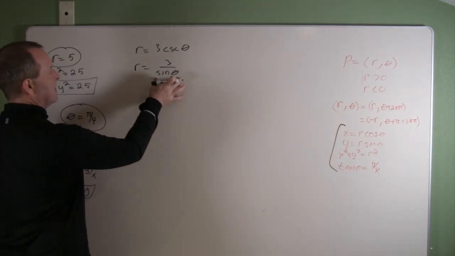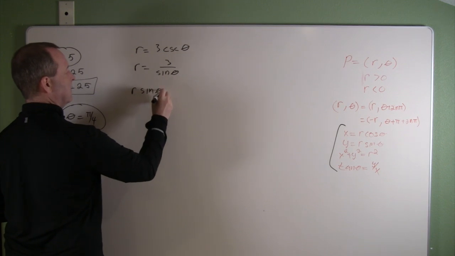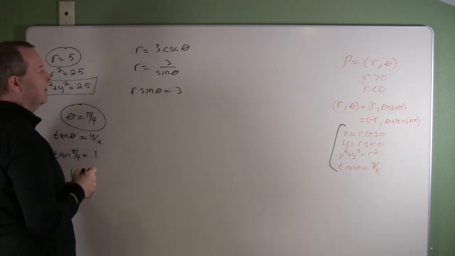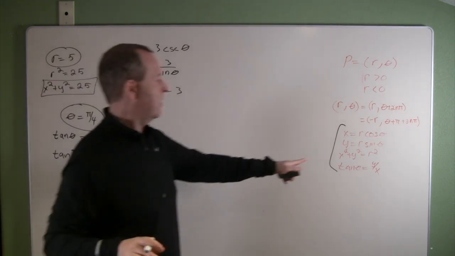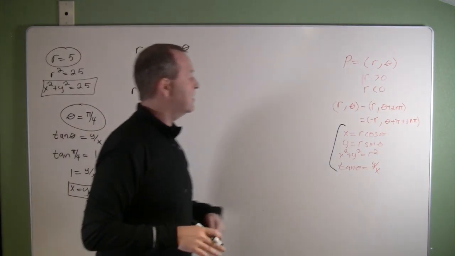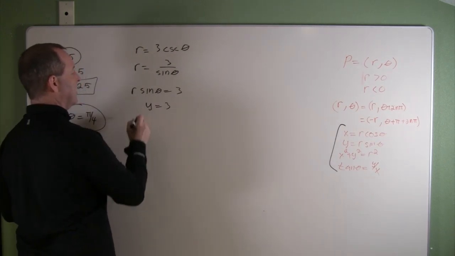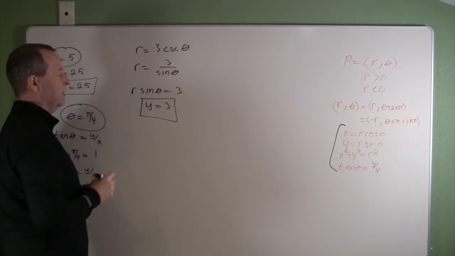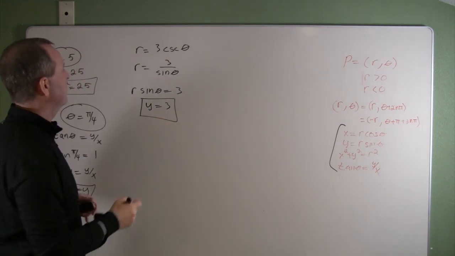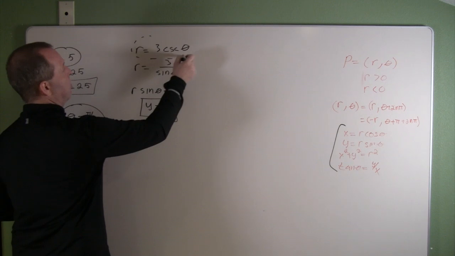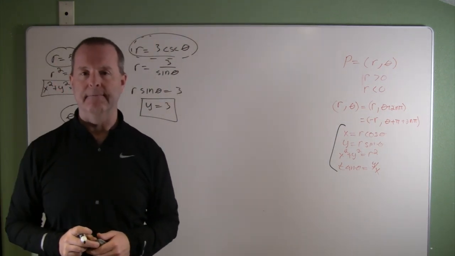I can multiply both sides by sine theta. So I have r sine theta equals 3. R sine theta, wait, I know what that is. That's already over here. R sine theta is what my y value is. So I know I have y equals 3. And there's my equation in XY world. The line y equals 3 is equivalent to the polar equation of r equals 3 cosecant theta.